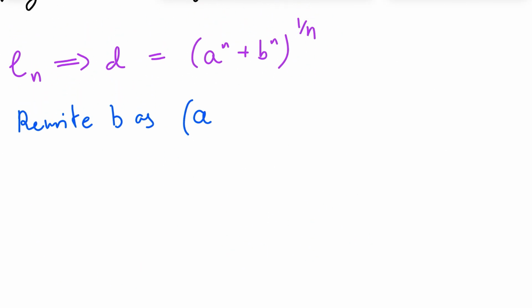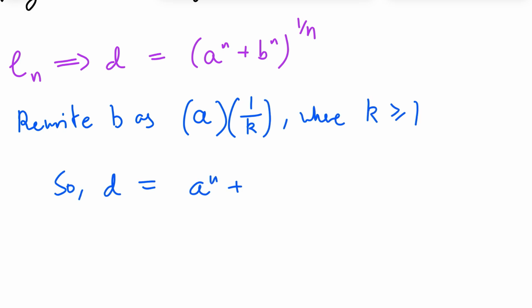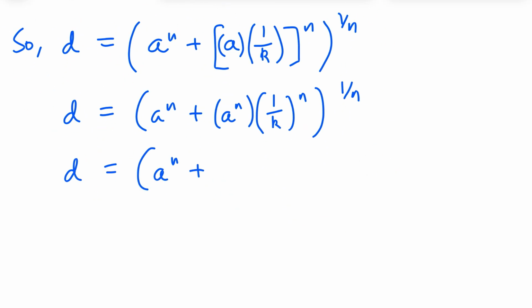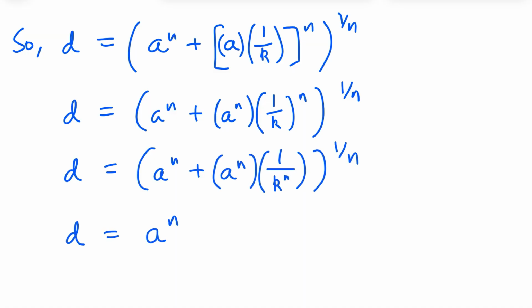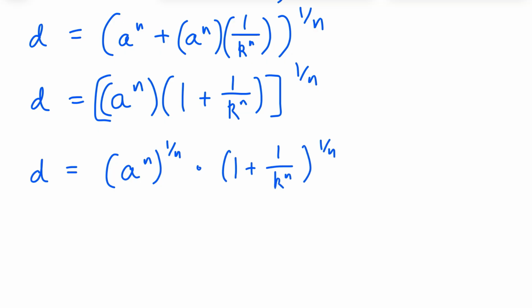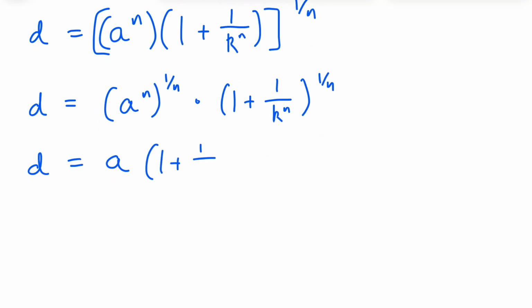We'll say that b equals a times 1 over k, where k is greater than or equal to 1. Then we can use our exponential laws and say that a product raised to a power is just the product of each element raised to said power. And here in our fraction, the numerator is 1 to the n, which is just 1, so we get that this part is equal to 1 over k to the n. We can then do a little factorization and pull out an a to the n to get this here, and then we can split our root into 2, getting the nth root of a to the n, and the nth root of 1 plus 1 over k to the n.